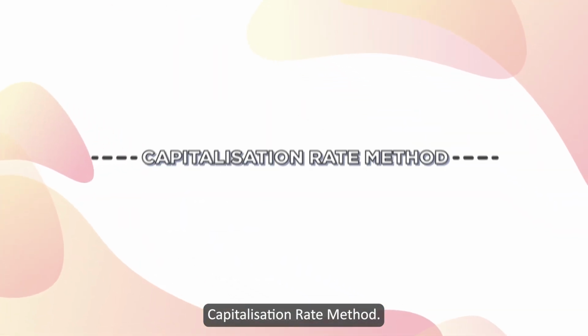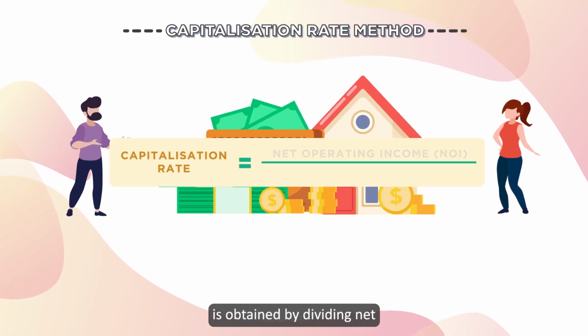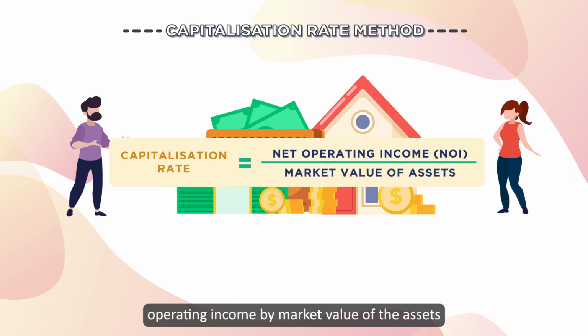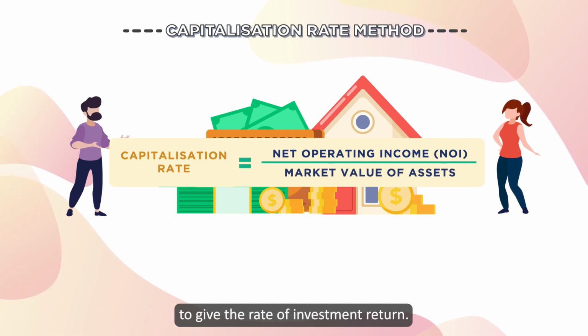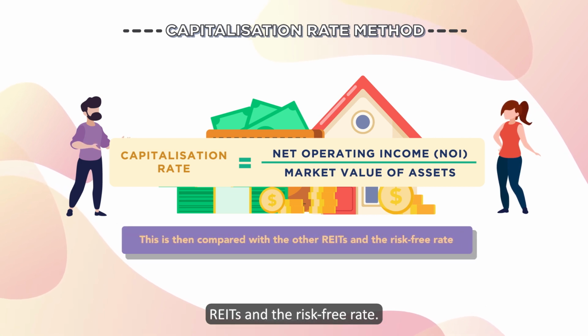Capitalization rate method. A REIT's capitalization rate is obtained by dividing net operating income by market value of the assets to give the rate of investment return. This is then compared with other REITs and the risk-free rate.